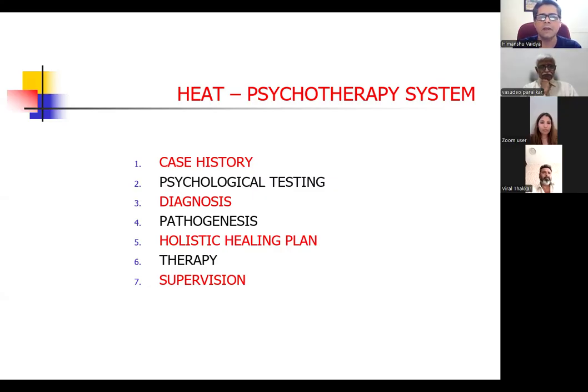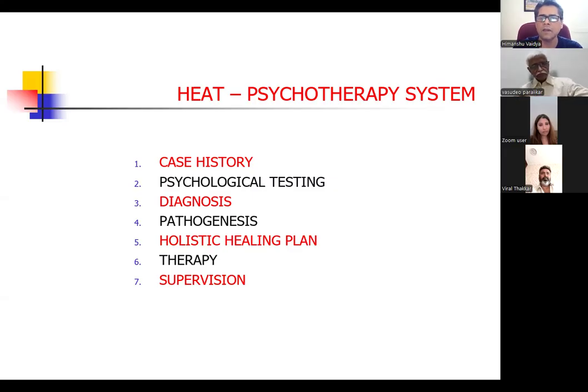Second step is if the case history tells us that certain things are not clear, or we need a confirmation, or something is clear but the intensity is not clear, then we go for psychological testing. So step 2 is psychological testing. Step 3 is diagnosis. And the diagnosis today, what we do is DSM diagnosis. We can alternately do a diagnosis in psychoanalytic terms also, but by and large we do a DSM diagnosis.